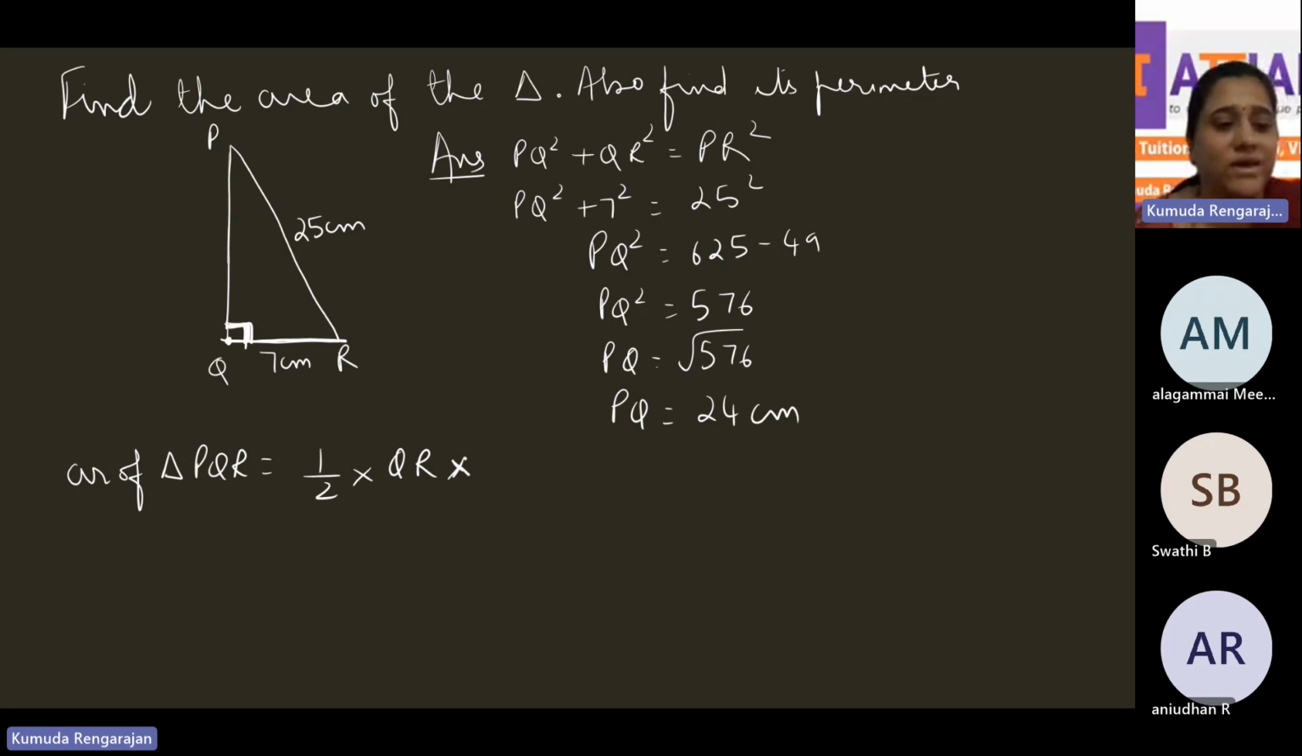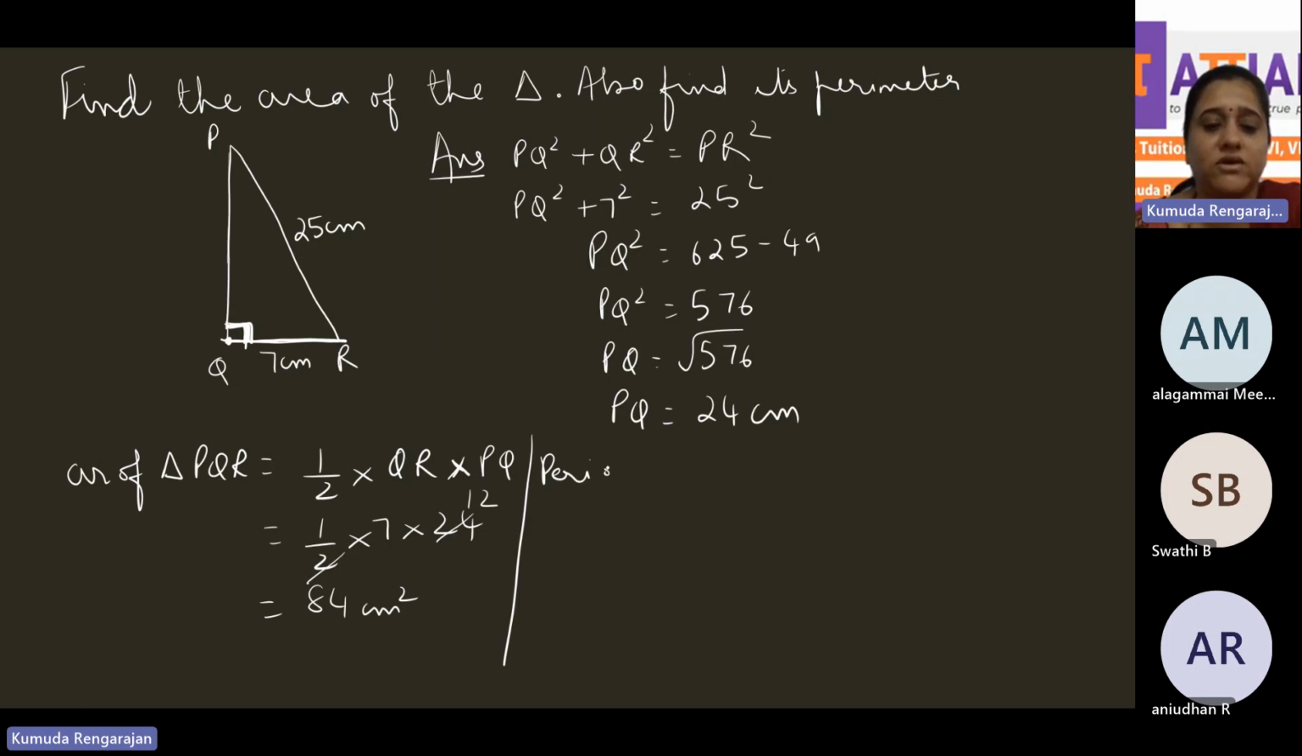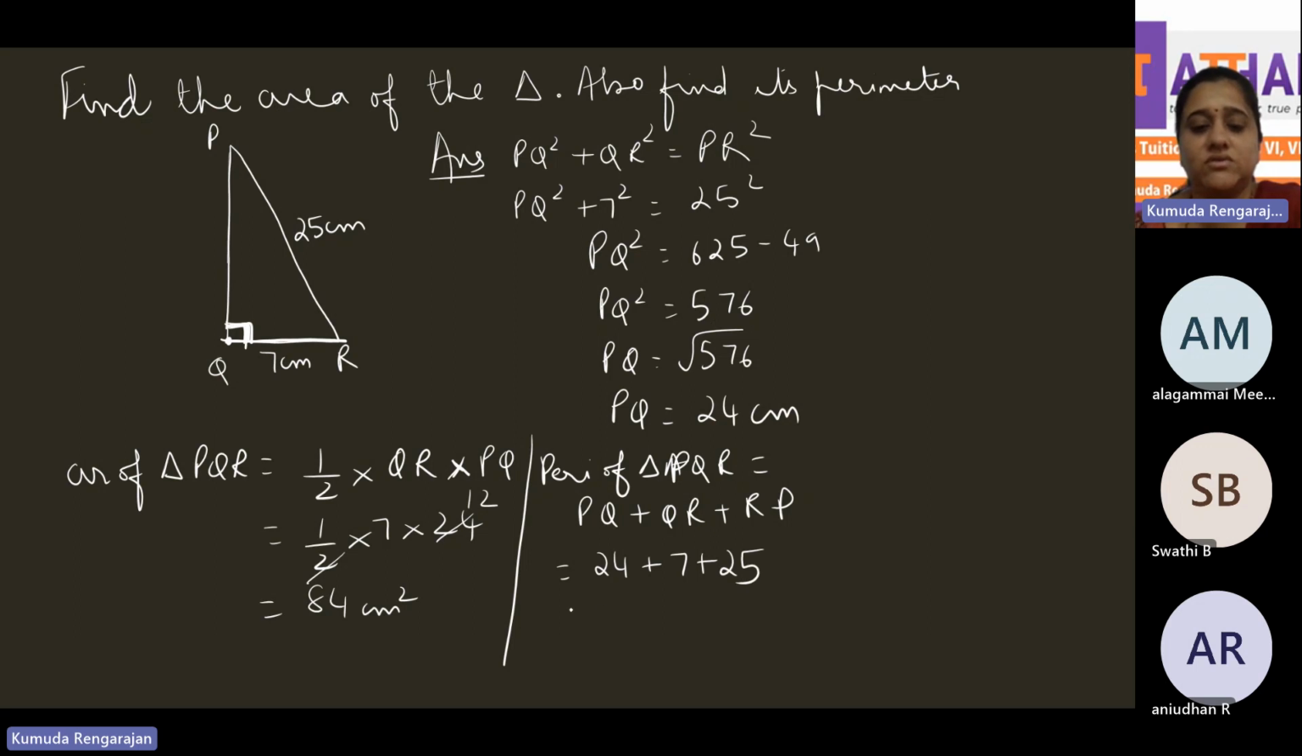One minute. So now half into base QR into height PQ. So half into 7 into 24. On cancelling, 2 1s are 2, 2 12s are 12, 7 12s are 84 centimeters square. Next, you should find the perimeter. So perimeter of triangle PQR is equal to the sum of the sides: PQ plus QR plus RP. So 24 plus 7 plus 25, which is 31 and 25 is 56 centimeters.